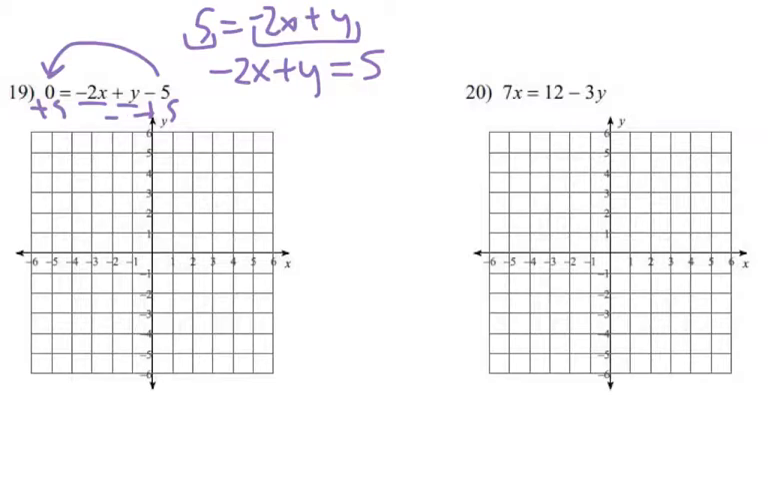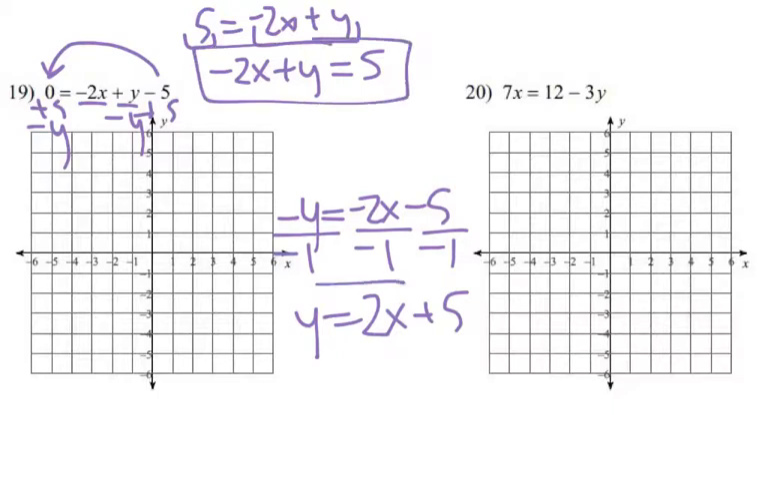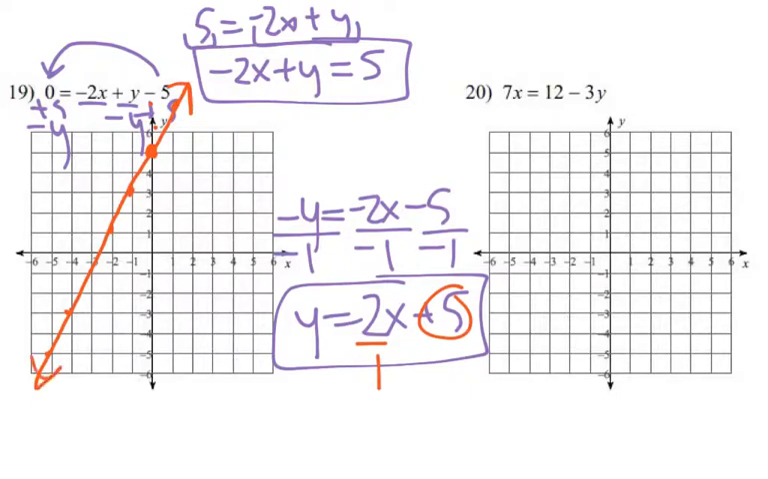You could also subtract the y on both sides and get negative y equals negative 2x minus 5, and then divide by negative 1 to get y equals positive 2x plus 5, and you could do it in slope-intercept form. You'd get the same exact answers. Y-intercept of plus 5, slope of 2 over 1, so up 2 to the right 1, or down 2 and to the left. I think that's probably the easiest way to do it.